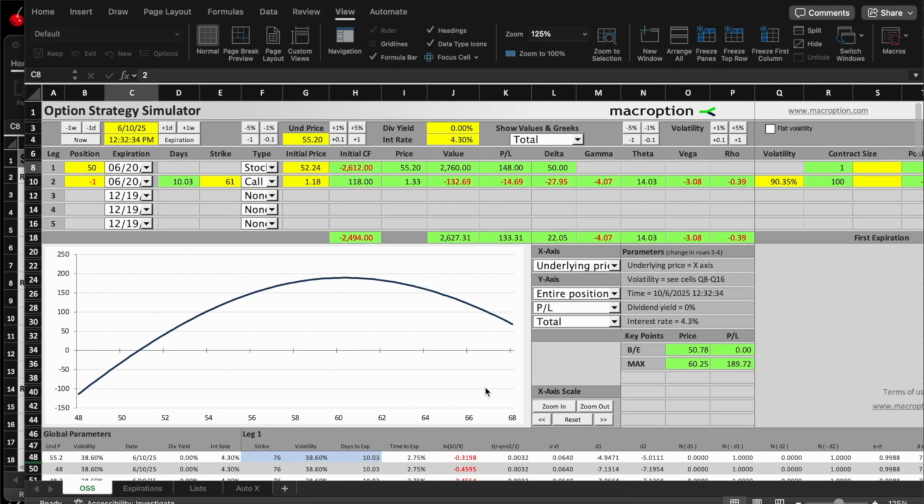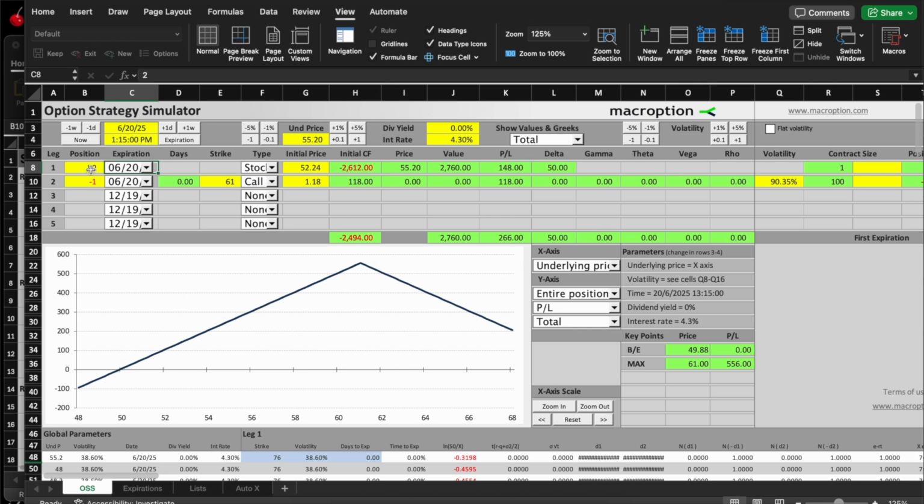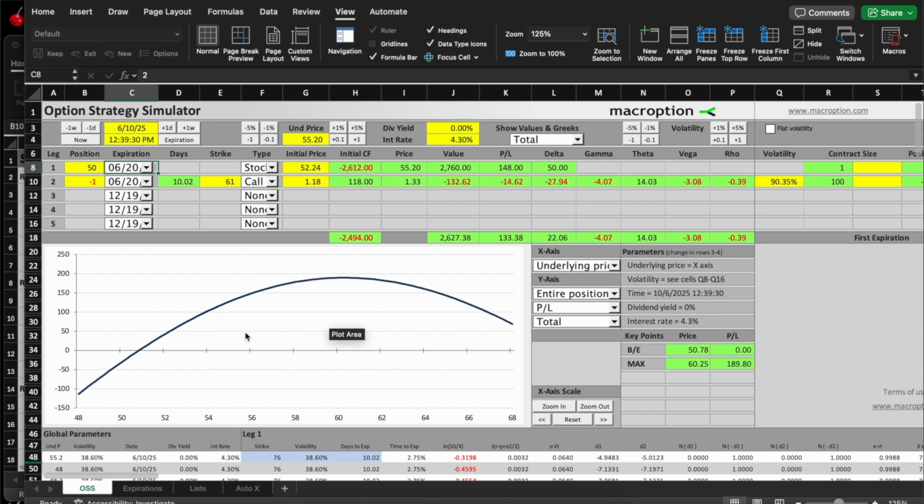Currently long 50 shares, short one call at 61. Here's what the structure looks like at expiration, and this is what it looks like currently. Okay.